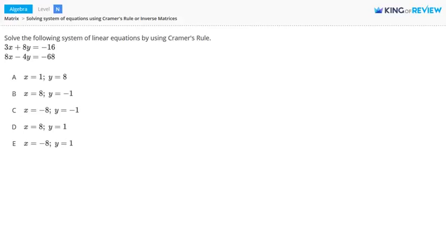In this problem, we want to solve the system of linear equations by using Cramer's rule. So if we have two equations that are in the form ax plus by equals e and cx plus dy equals f, then we can use Cramer's rule to solve the system. That is, solve for x and y. Cramer's rule is a method where we use determinants to solve the system of linear equations.